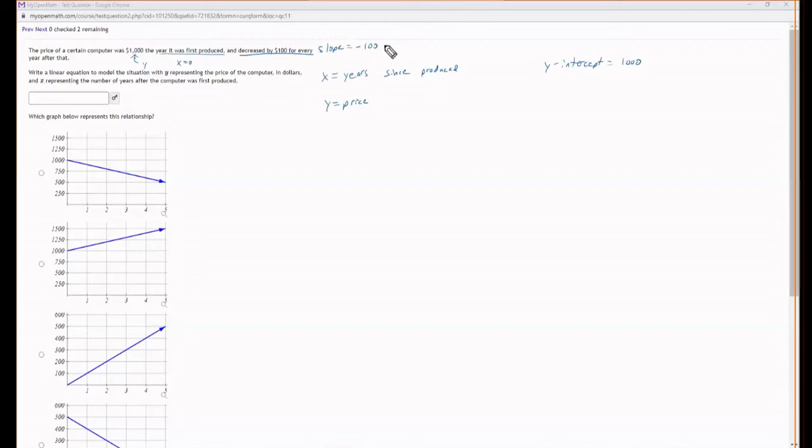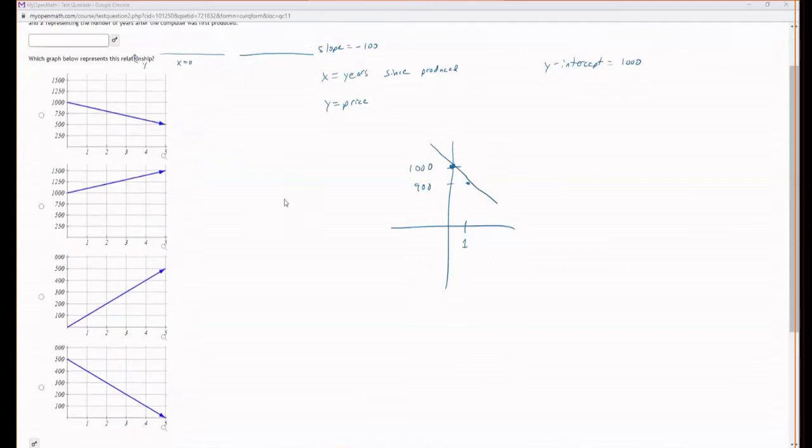Okay. So what I'm going to do is I'm going to look for a graph where my intercept is 1,000. And when I move over by 1, it's going to go down by 100. So I'm looking for a graph that looks like that. Does that make sense?